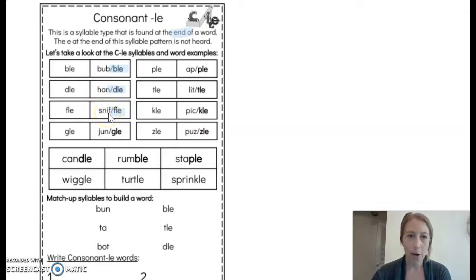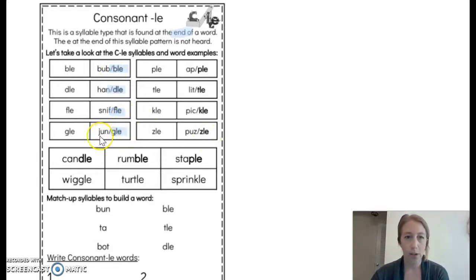sniff. I know some of you with the floss rule in your mind, that's where we do the break. So you're right to think there is a double F, but we do the break between them. So we've got sniffle, sniffle. Some of you might have allergies right now and have the sniffles. I know I do.